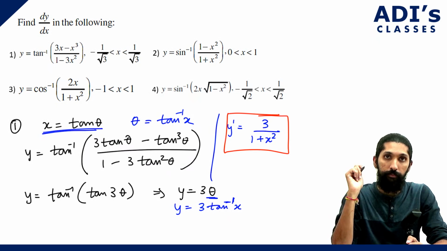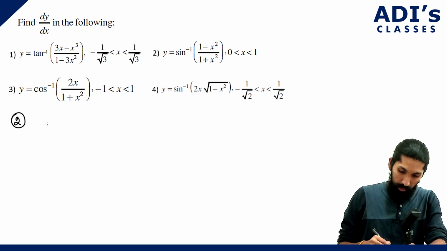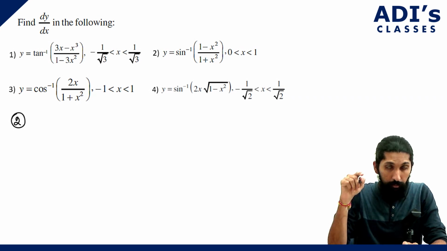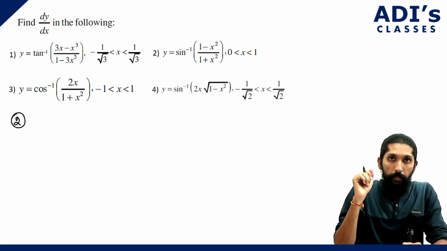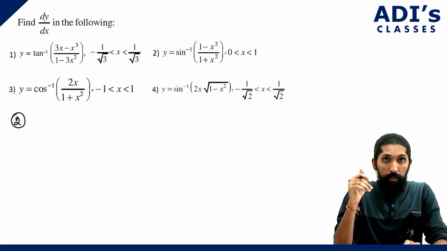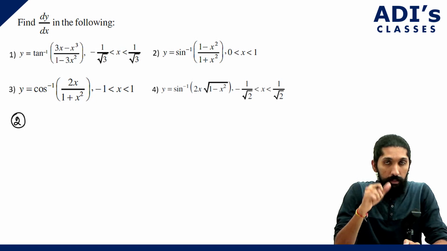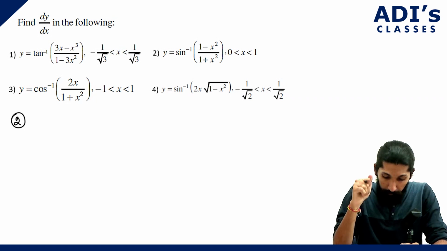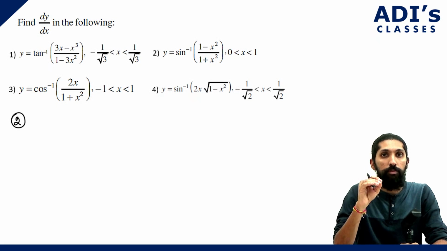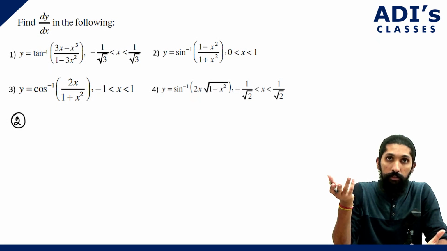Let's solve the next one. See the second one. Sine inverse of (1 minus x square) by (1 plus x square). Guys, if you think about it, for cosine you have this 1 minus tan square x by 1 plus tan square, but not for sine, isn't it? So now what do we do? We have to write this in terms of sine. Otherwise, sine inverse will not get cancelled, isn't it?